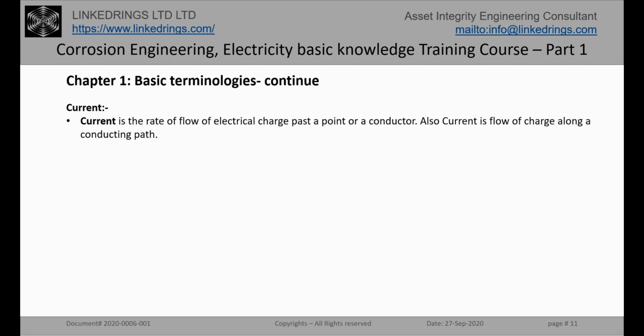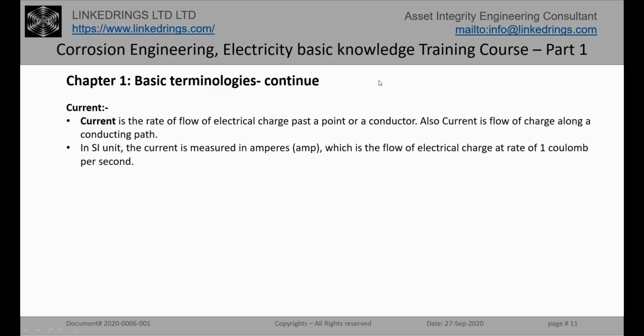What is current? Current is the rate of flow of electrical charge past a point or a conductor. Also, current is a flow of charge along a conducting path. In SI units, current is measured in amperes. We symbolize it by amp, which is the flow of electrical charge at a rate of 1 coulomb per second. So 1 amp is 1 coulomb per second.